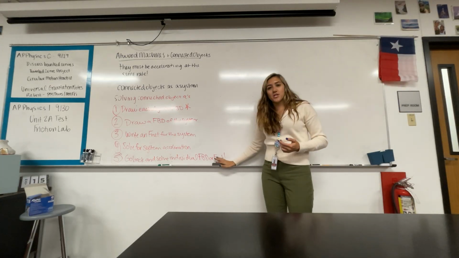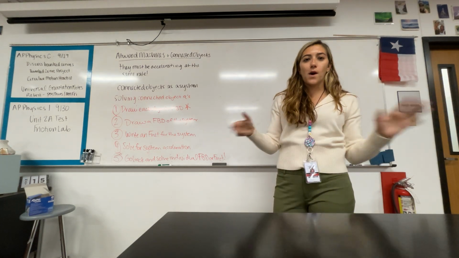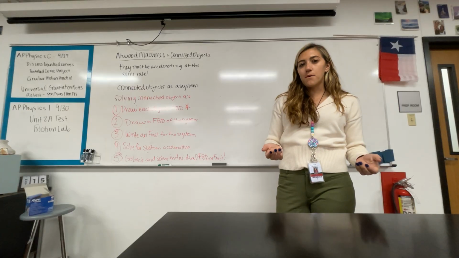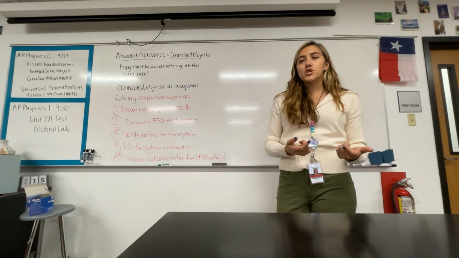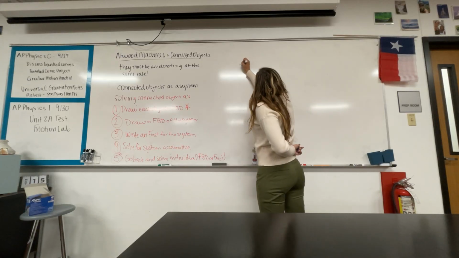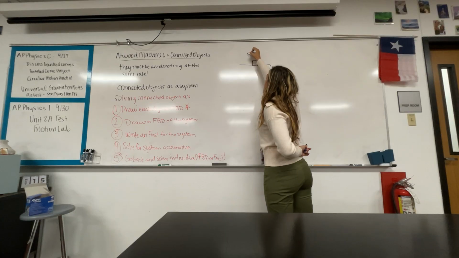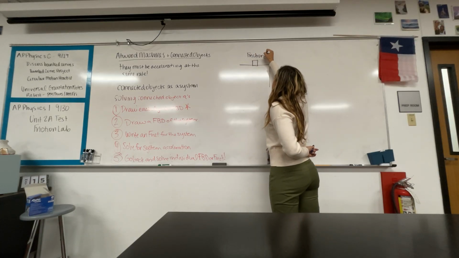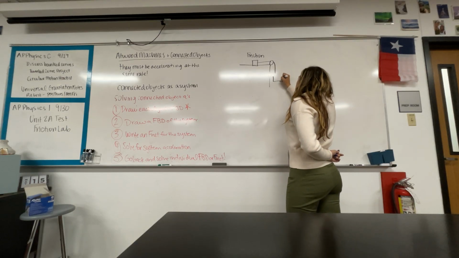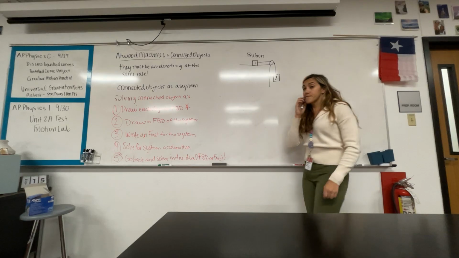Our favorite thing to do in AP Physics 1 is to modify Atwood machines to make them as wild and crazy as humanly possible. I'm going to start with a very simple modified Atwood machine. It's still an Atwood machine if it still has the pulley, but in this case, I have an object resting on a table. We'll say there's friction, make it complicated, and it is attached to a pulley that has a hanging mass down here.